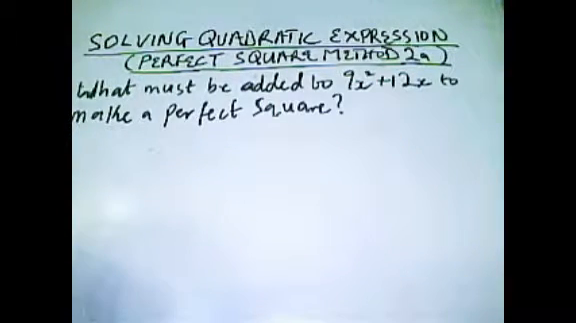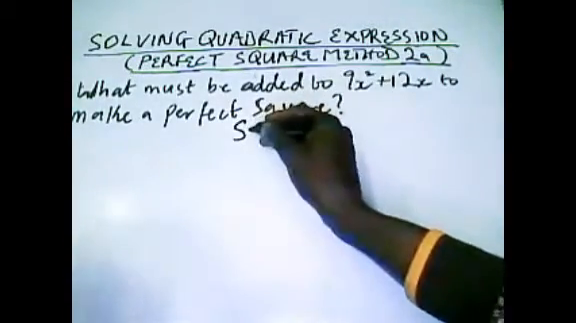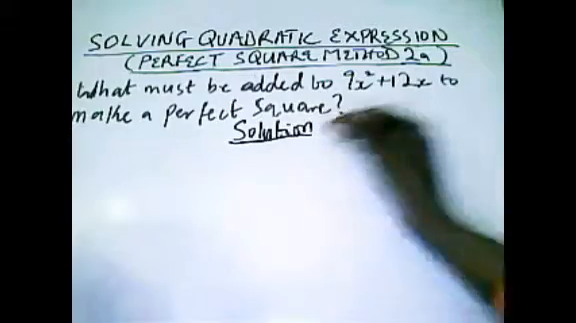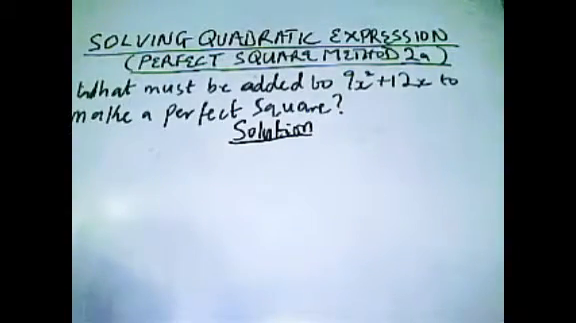Now let's take a look at the question on the board. It says, what must be added to 9x squared plus 12x to make a perfect square? So we have to look for what must be added to 9x squared plus 12x to make a perfect square. So how do we solve this problem? Let us go over to the solution.